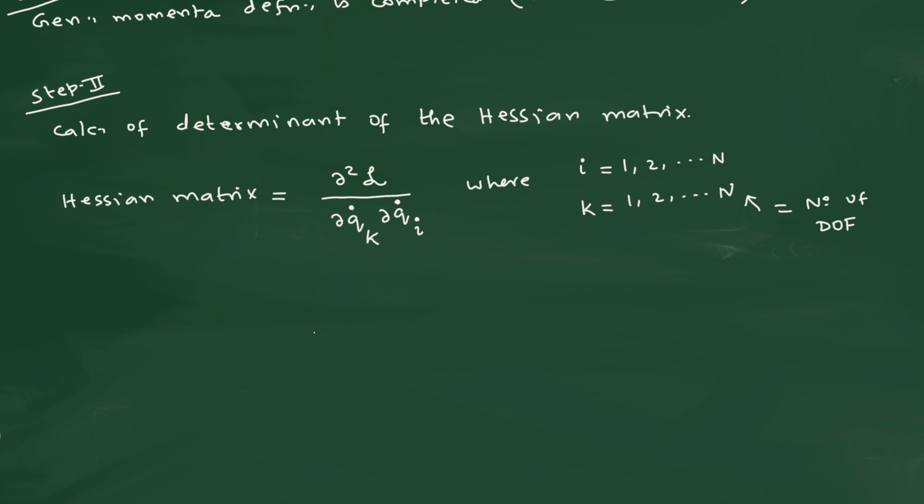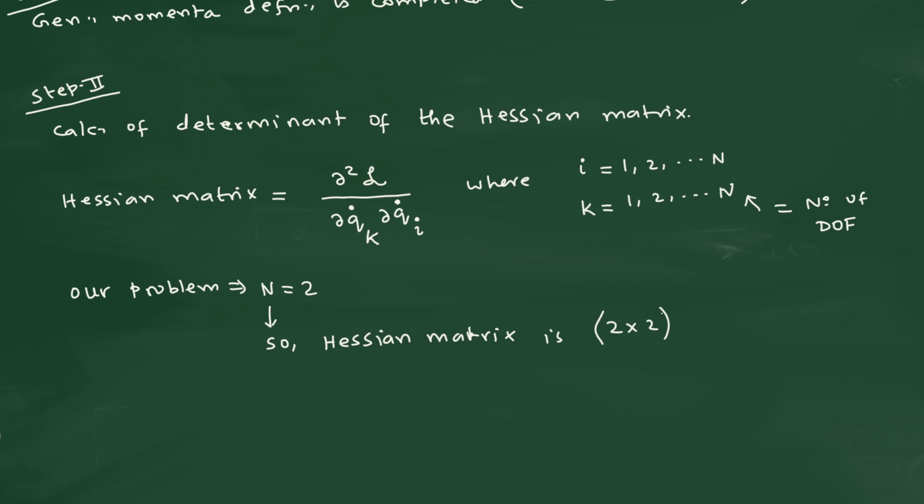But when you are actually writing down the given problem, things will become very clear. Now why it is becoming very clear is that for our problem n equal to 2, that means it is a 2 degrees of freedom system. So what is the meaning is, Hessian matrix, therefore Hessian matrix is a 2 by 2 matrix. So this is where the clarity comes, when you are reading theory and problem.